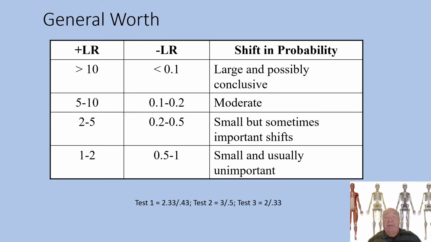On the negative likelihood ratio side anyway, 0.5 to 1 is not very useful. 0.2 to 0.5 can be useful, as we saw in the previous one. We had a negative likelihood ratio of 0.22 there, and you get up to more moderate amounts between 0.1 and 0.2, and then it becomes very useful after 0.1, lower than 0.1. So if you compare the previous tests, which I've done at the bottom there, to the numbers, it'll give you an idea of how good those tests actually were.